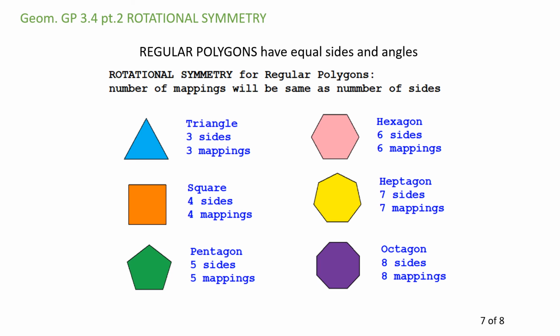Just a final look at some regular polygons that I've already been talking about. A triangle has 3 mappings. A heptagon, which is 7 sides, will have 7 mappings. You'll see it 7 times in a 360 degree spin.